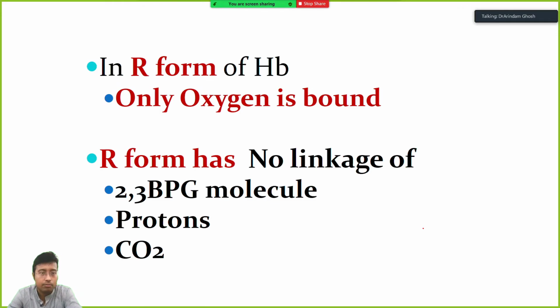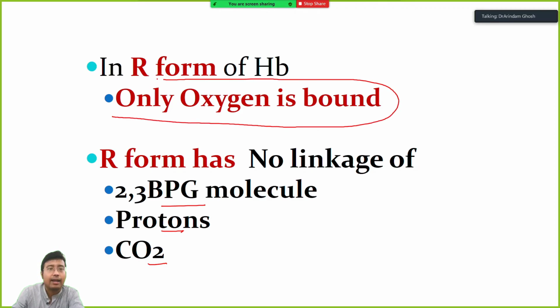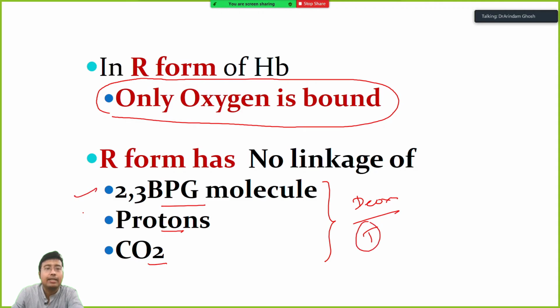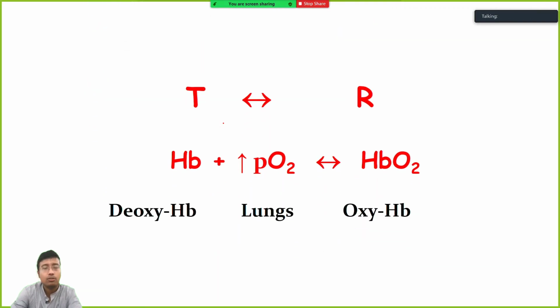So in R form, okay, there is no 2,3-BPG, there is no proton, there is no carbon dioxide. Okay, only oxygen is there in the relaxed state. ये सारे कहाँ पे थे? ये सारे थे इन डीऑक्सी फॉर्म और टी फॉर्म. टी फॉर्म में 2,3-BPG रहता है, प्रोटॉन हाइड्रोजन आयन रहता है, कार्बन डाइऑक्साइड रहता है. ओके, इन आर फॉर्म ऑक्सीजन भी रहता है, डेफिनेटली देयर इज ऑक्सीजन आल्सो, बट इन केस ऑफ आर फॉर्म देयर इज ओनली ऑक्सीजन.